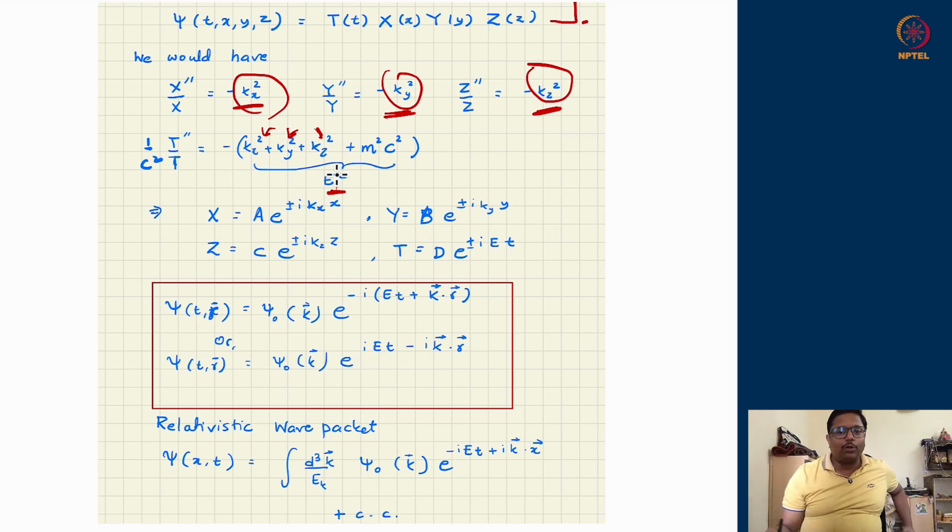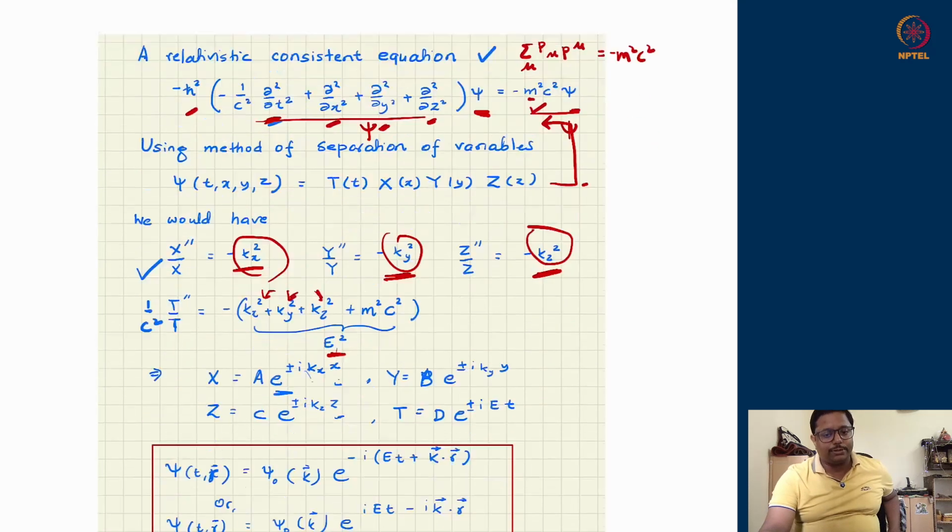All right. So all four functions, capital X, capital Y, capital Z, and capital T, do satisfy a harmonic oscillator kind of differential equation structure. Therefore, their solutions would be oscillatory exponentials. So capital X will be e to the power plus minus iota kx times x. Y will be e to the power plus minus iota ky times y. Z will be e to the power plus minus iota kz times z. And similarly, the temporal part would be e to the power plus minus iota E upon h bar times t. So these are the four functions which make up the psi which satisfies the Klein-Gordon equation.